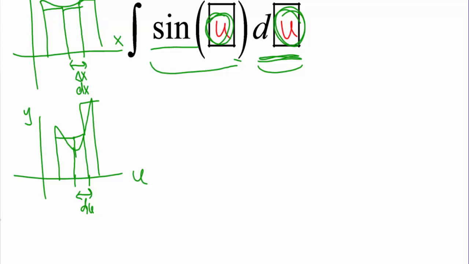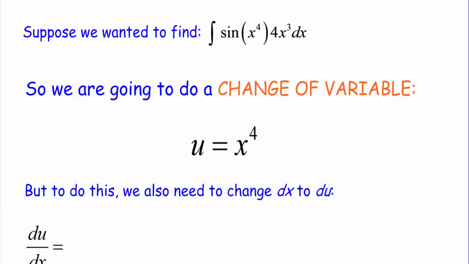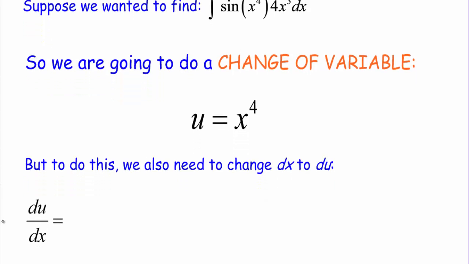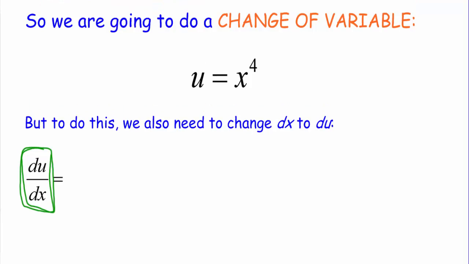So what do you do? We have to find a du. And to find a du, well, I know how to find du dx. What does this notation mean? Du over dx, what is that asking you to do?